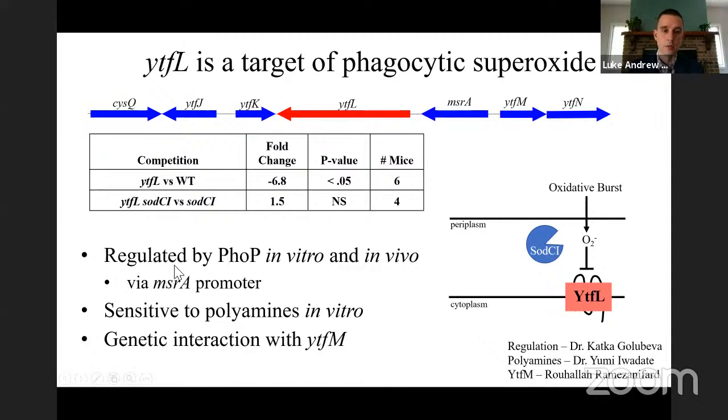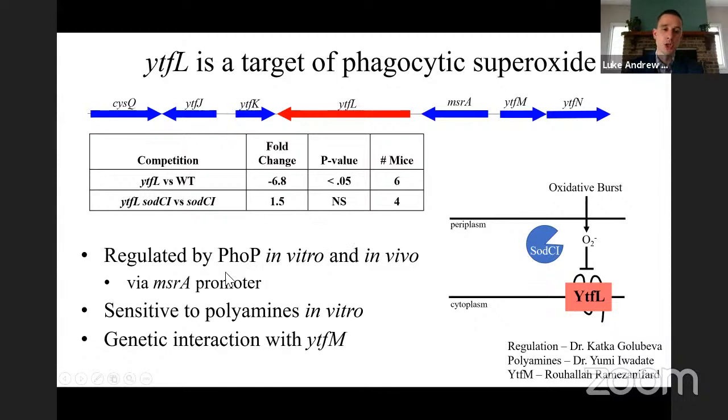And so here, I'd like to talk a little bit about regulation. We know that Kaka, a postdoc in the lab, has been studying the regulation of YTFL, and she's shown that YTFL is regulated by FOP both in vitro and in vivo. YTFL is induced almost 20-fold in vivo by FOP. I've mentioned before that FOP is part of the two-component system important for induction of virulence and systemic survival. And it's interesting that FOP also is a regulator of SOD1.